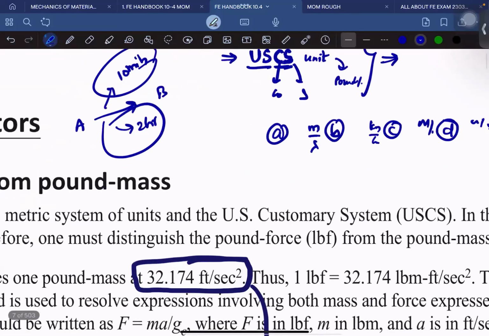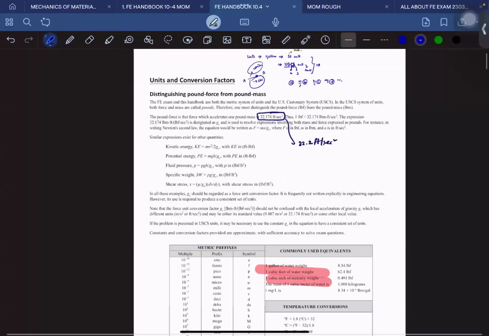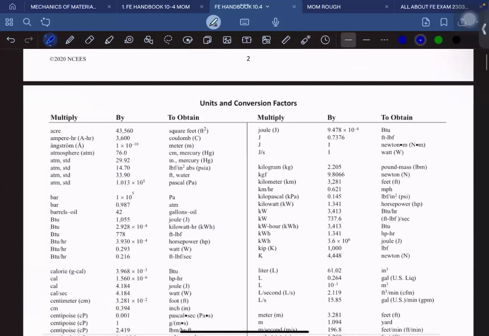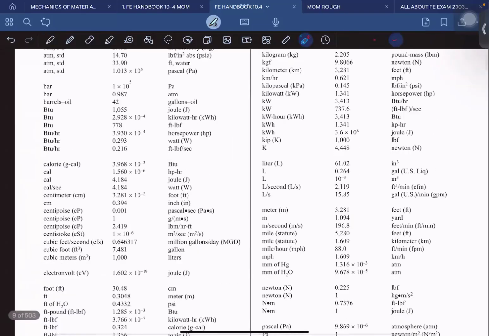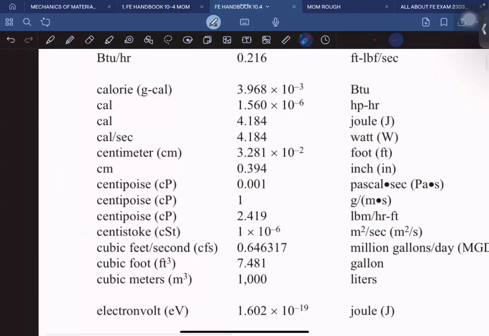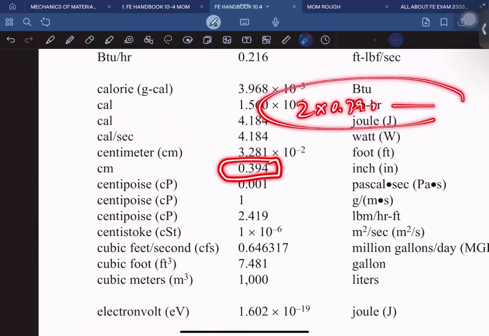No issues with the practice with the subject. In each and every subject, you will obviously get plenty of practice in doing the units. And in the units and conversions, you can see there is a conversion factor table here. If you want to convert something into some other thing, we can just multiply. If you want to convert centimeters into inches, you can directly see here. To convert 2 centimeters to inches, you can simply multiply 2 centimeters by 0.394. So 2 into 0.394 will give you the corresponding inches.